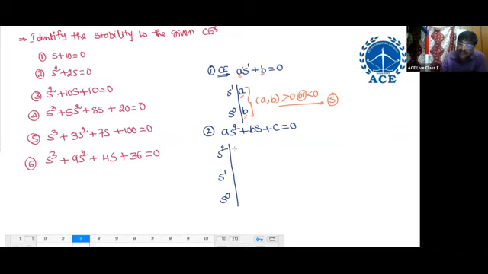What is the S square coefficient? A. Alternate term C. Next, S power 1 coefficient B. Next, there is no alternate term, which means you can write even 0. Nothing wrong. Now what will I get here?